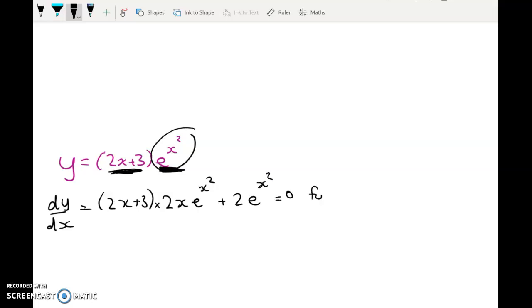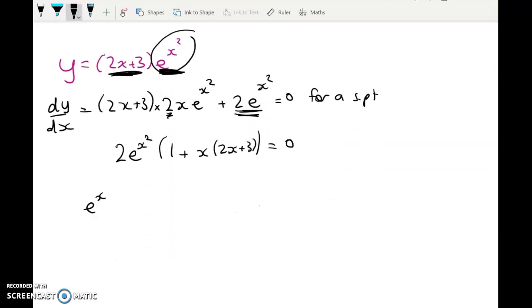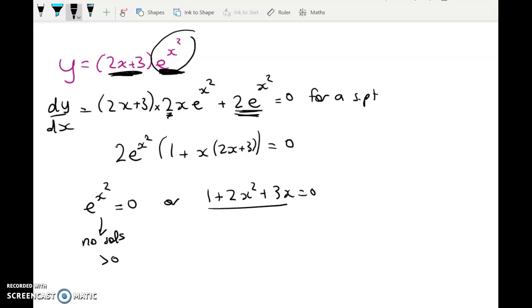And that has to be 0 for a stationary point. So looking at this, you can see that we can factorise out 2e to the x squared. So let's take that factor out here. And then we've got 1 for this one, plus x times (2x plus 3) is equal to 0. So e to the x squared is equal to 0, or 1 plus 2x squared plus 3x is equal to 0. So no solutions to this one because it's always positive, but this one here is a nice quadratic.